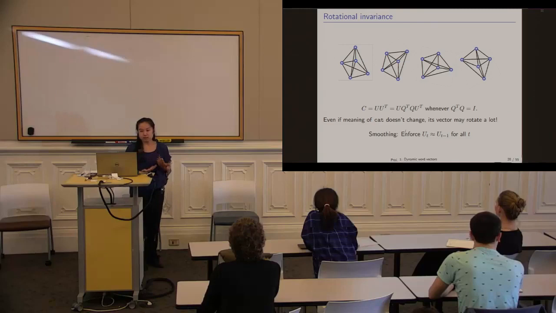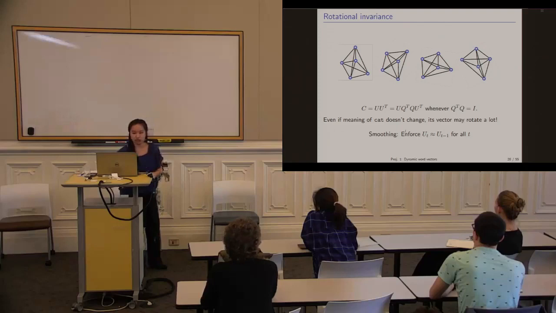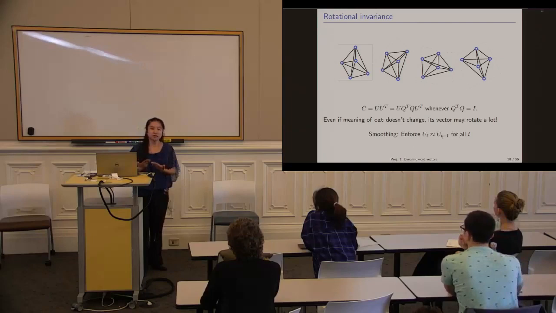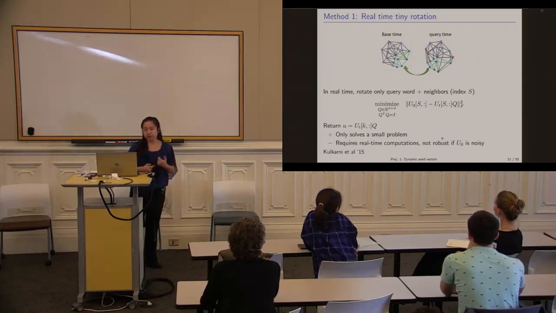So for dynamic word representations, most of the works differ by how they actually go about enforcing this smoothing, so dealing with this rotational invariance. That's basically the main mathematical part of it. So I'll go through a couple different examples.